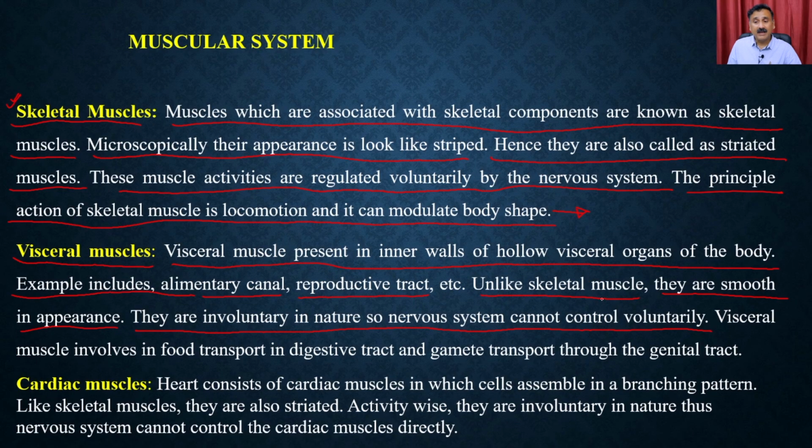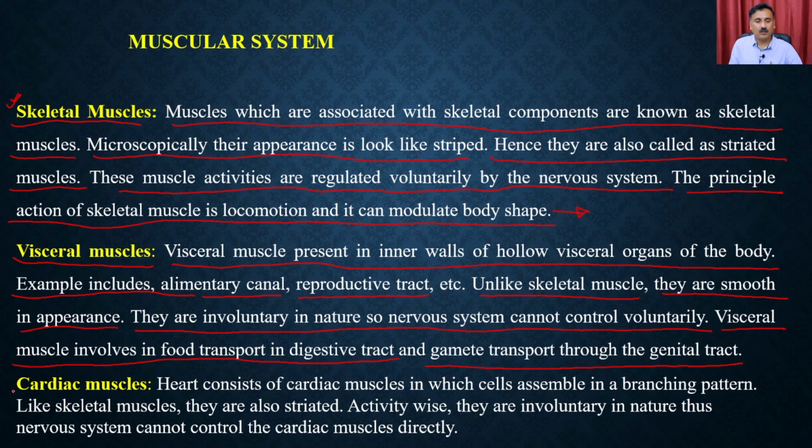That could be the reason that you cannot control vomiting, right? You cannot stop the vomiting simply by giving an instruction from your brain, because they are involuntary in nature, so they cannot be controlled by the brain. Visceral muscles are involved in food transport within the digestive tract and gamete transport within the genital tract.